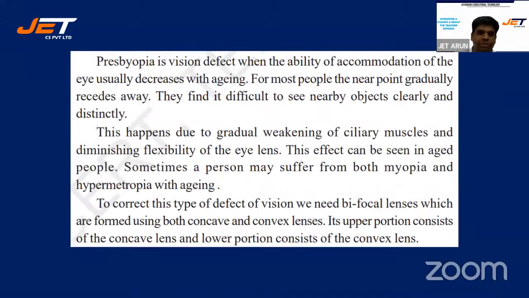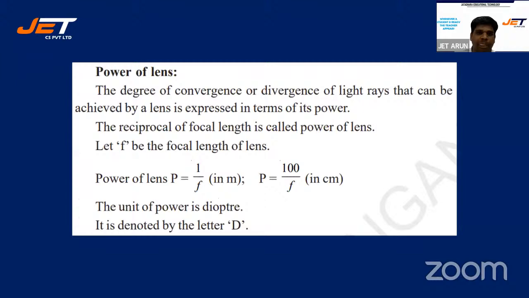Next, we talk about the power of the lens, students, which is the degree of convergence or divergence. In general, vergence of light rays that can be achieved by a lens is expressed in terms of its power. The reciprocal of focal length is called power of the lens. Let f be the focal length of the lens, then power of the lens P is equal to 1 by f in meters, in centimeters, it's 100 by f. And the unit of power is diopter. It is denoted by the letter D, capital D.